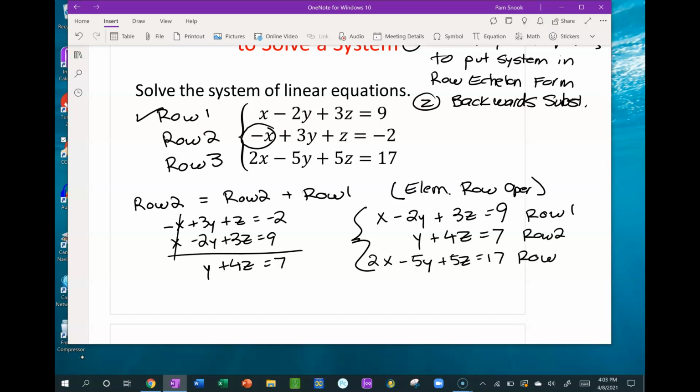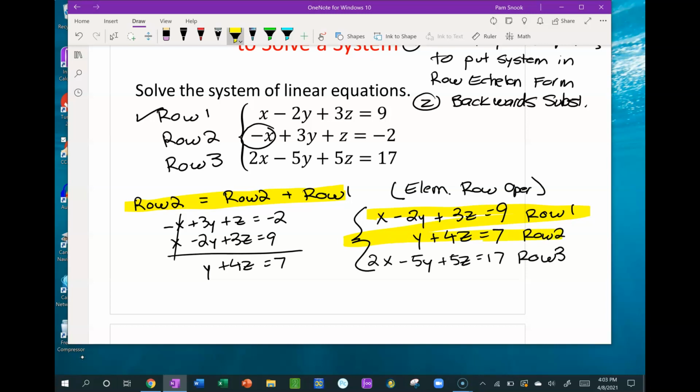When you're doing your work, I do need you to write for me the row operation you're doing and then show the system that results. So what I've highlighted is what I absolutely need to see. That's the bare minimum. If you don't, I won't be able to follow your row operations and I'll have no idea what you're doing. So very important, please, please, please tell me which row operations you're doing.